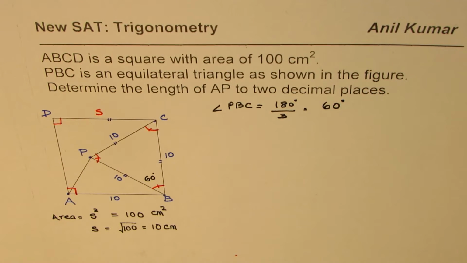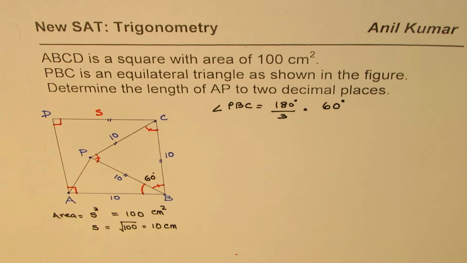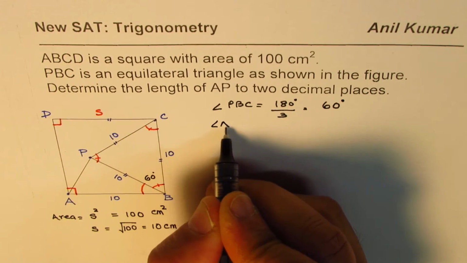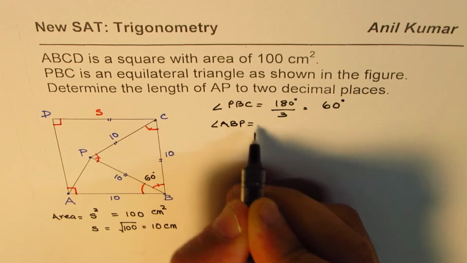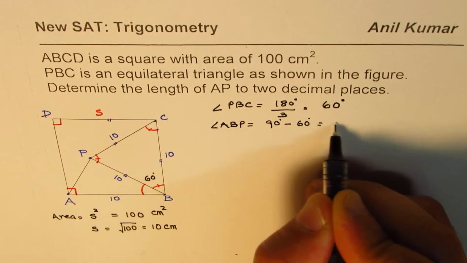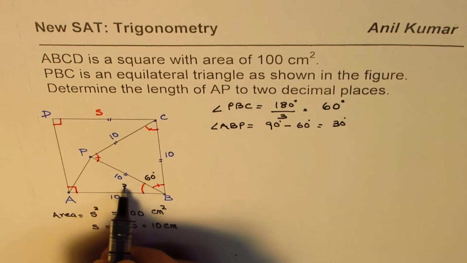Now if that is 60 degrees, how much is angle ABP? Angle ABP should be equal to 90 degrees, take away 60 degrees, right? That is 30 degrees. So this angle is 30 degrees.